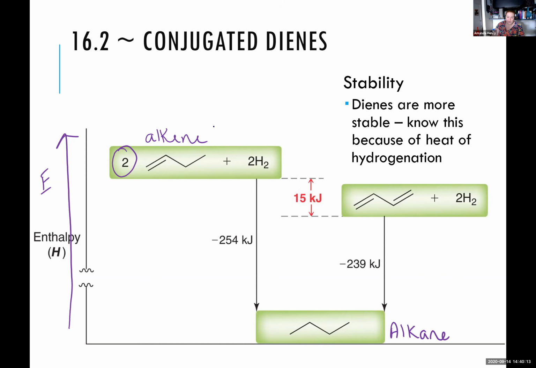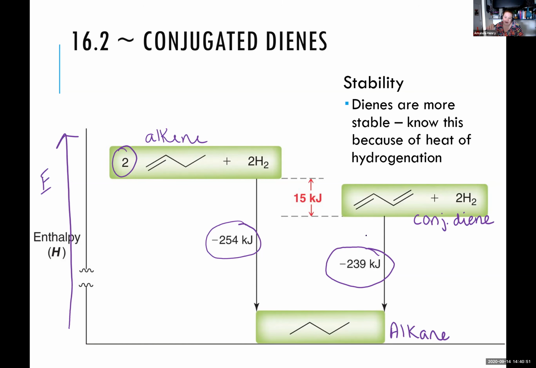Notice that it's happening twice though, so we can react two alkenes. And then on the right-hand side over here, we have our conjugated diene. And we only have one of those because they already have two double bonds each. So in total, we're reacting the same number of double bonds. When our regular alkene reacts, it's going to release 254 kilojoules of heat. And when our conjugated reacts, it releases 239 kilojoules of heat. And they're both producing the same product.